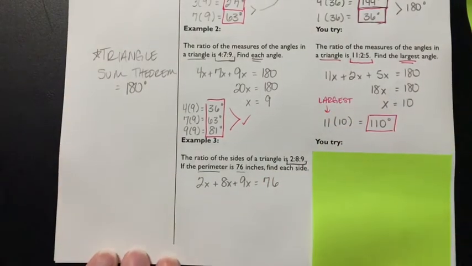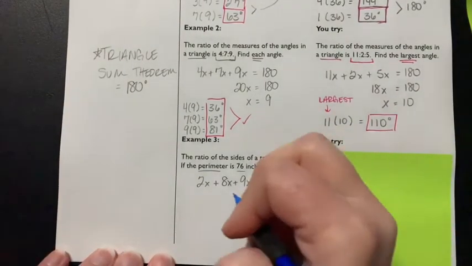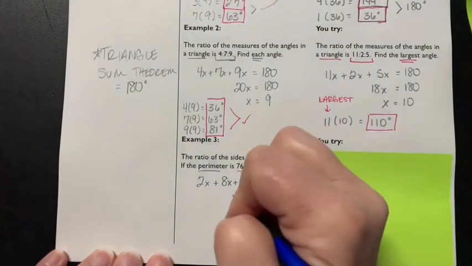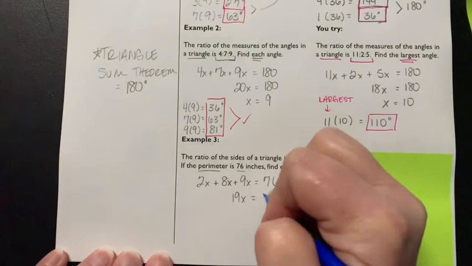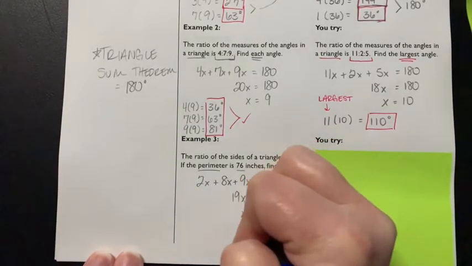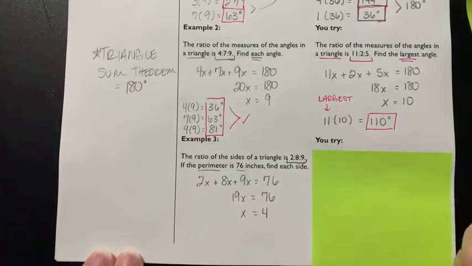And then we're going to work our algebra just as we have done previously. 2 plus 8 is 10. 10 plus 9 is 19. I've got 19 x's. Then I'm going to divide both sides by 19, and that gives me x equals 4.